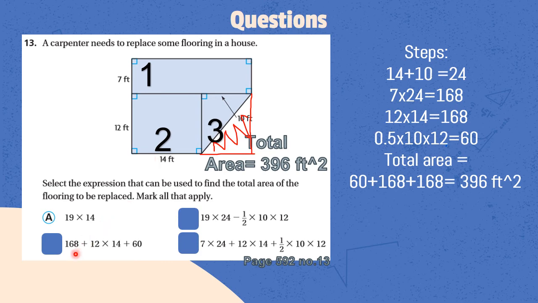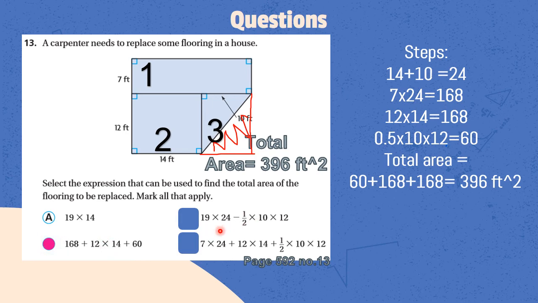He says 168. Okay, the area of these two rectangles each has 168. So that's correct. Plus 12 times 14. So this is the first rectangle and then the second rectangle. That's correct as well. And then plus 60. The area here is 60, so this is correct.